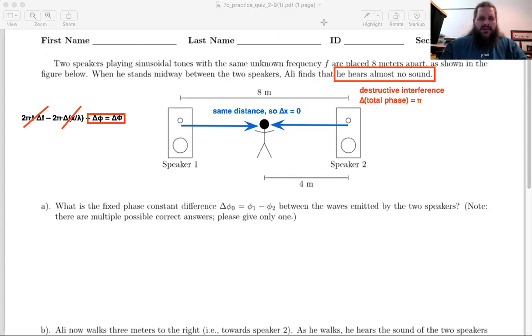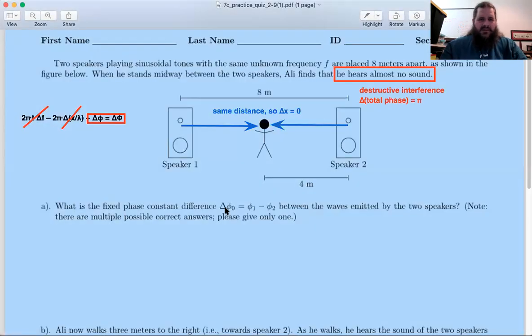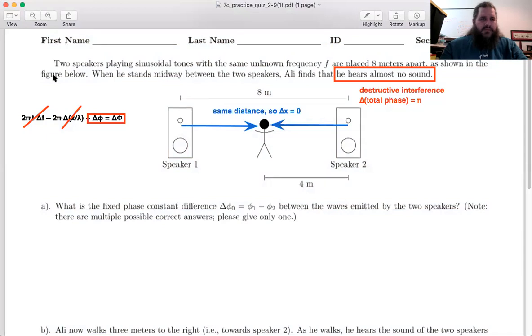So I think we can conclude here that the fixed phase constant difference has to be either pi or any odd multiple of pi, but it says just pick one. So we'll use pi. So that'll be our difference in little phi. That difference in little phi is going to be pi. Any questions on that so far?